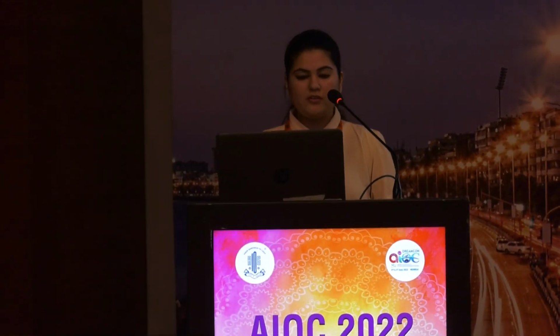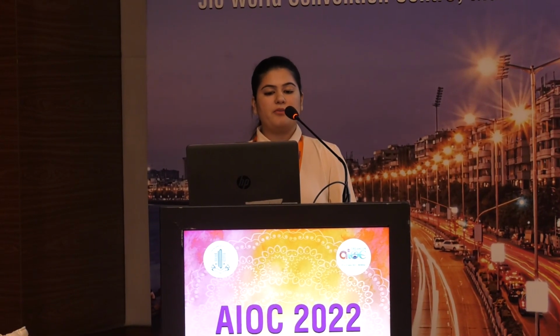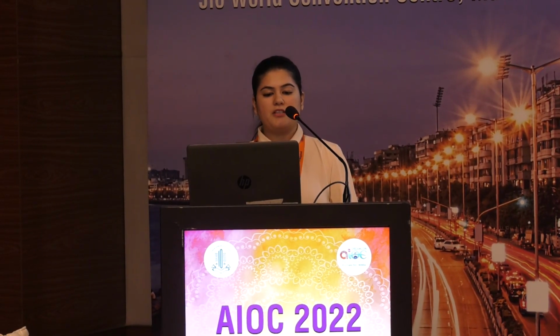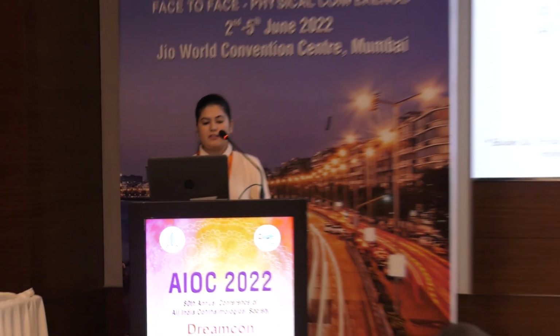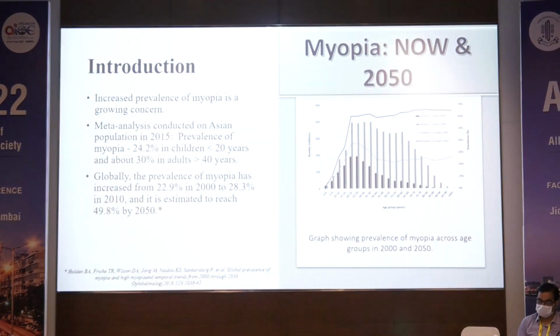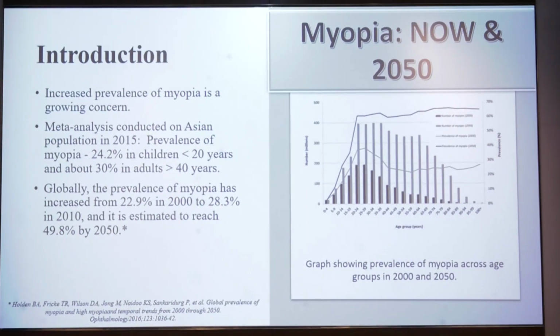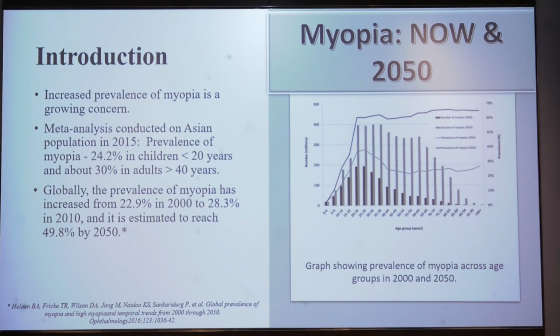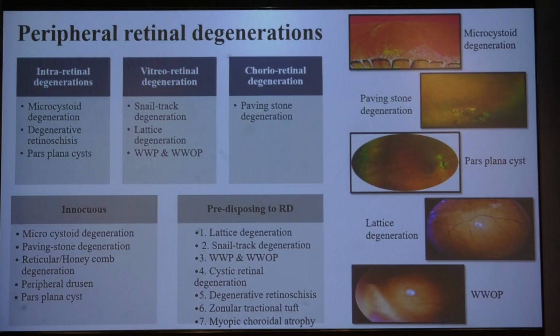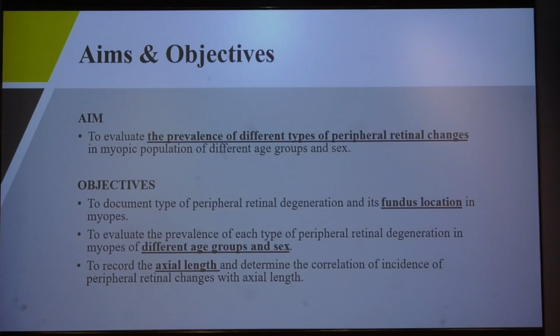Good afternoon, everyone. I'm going to present a study on clinical profile and distribution of peripheral retinal changes in myopic population in North India. Increased prevalence of myopia is a growing concern, and it is estimated that it will reach 49.8% by 2050, as depicted in this graph. It's associated with increased prevalence of peripheral retinal degenerations also, which can be innocuous or can predispose to certain visual threatening complications like retinal detachment.